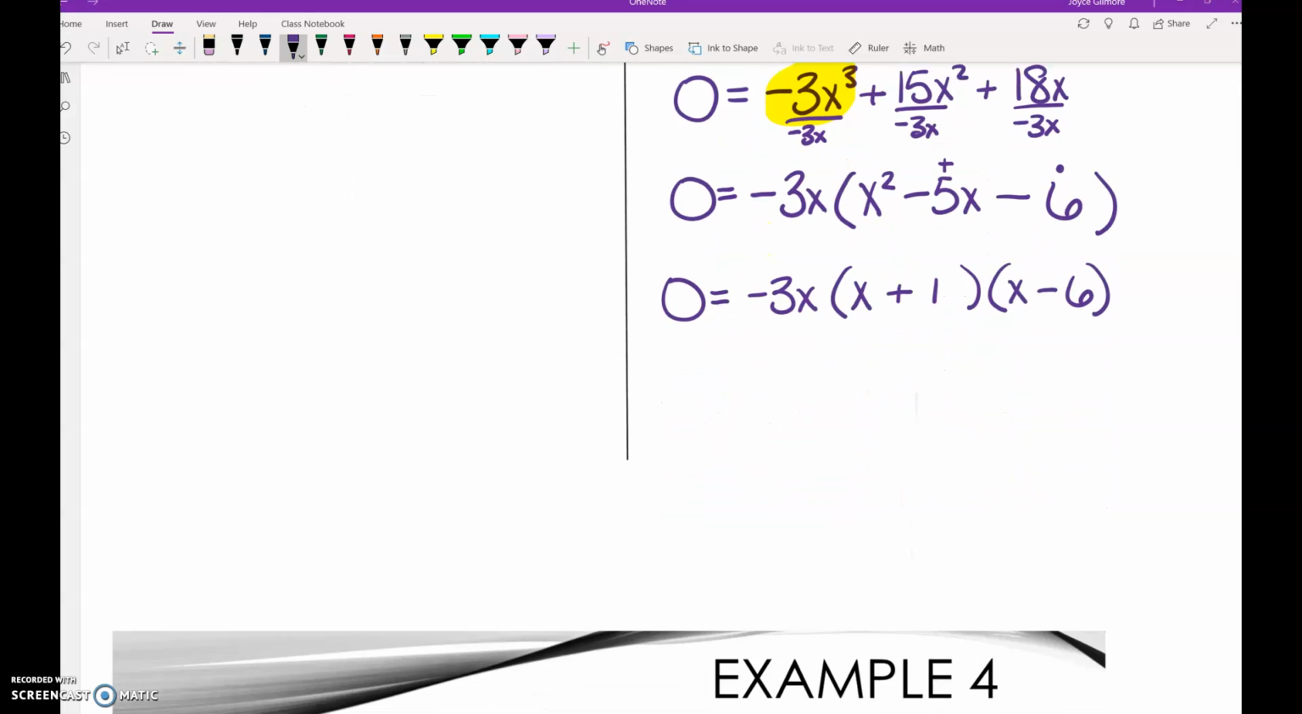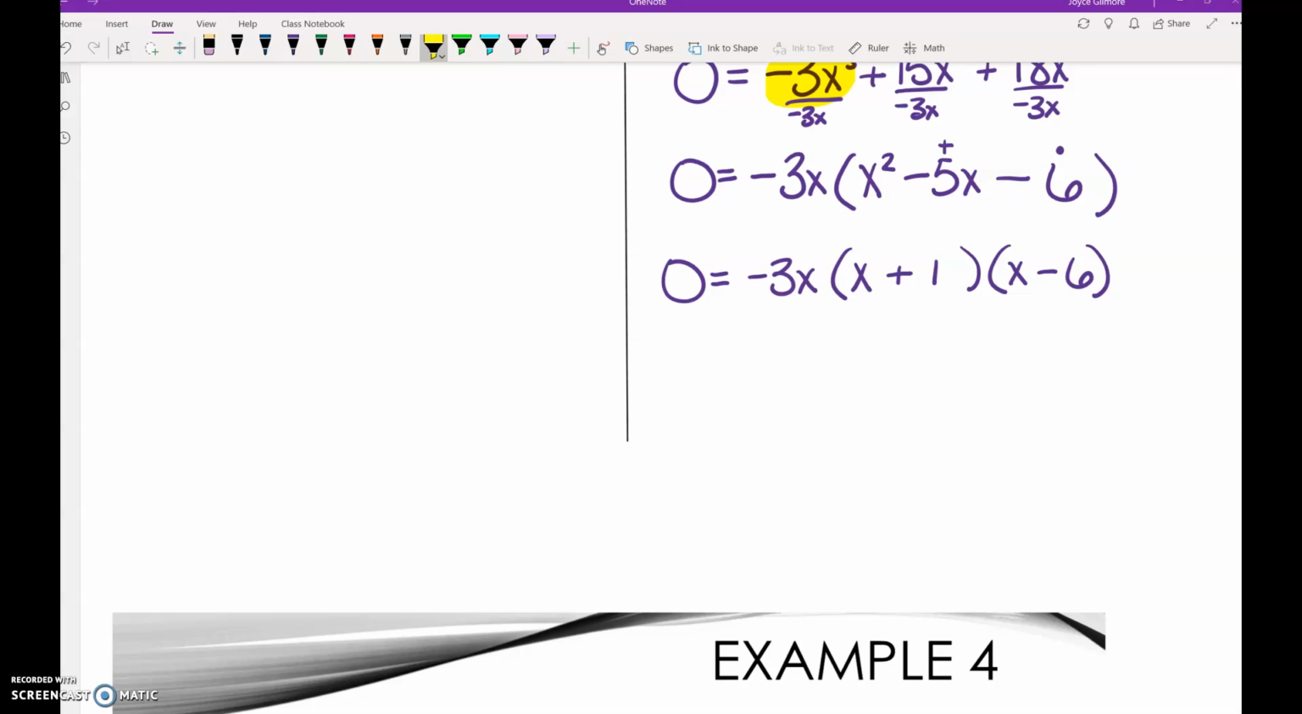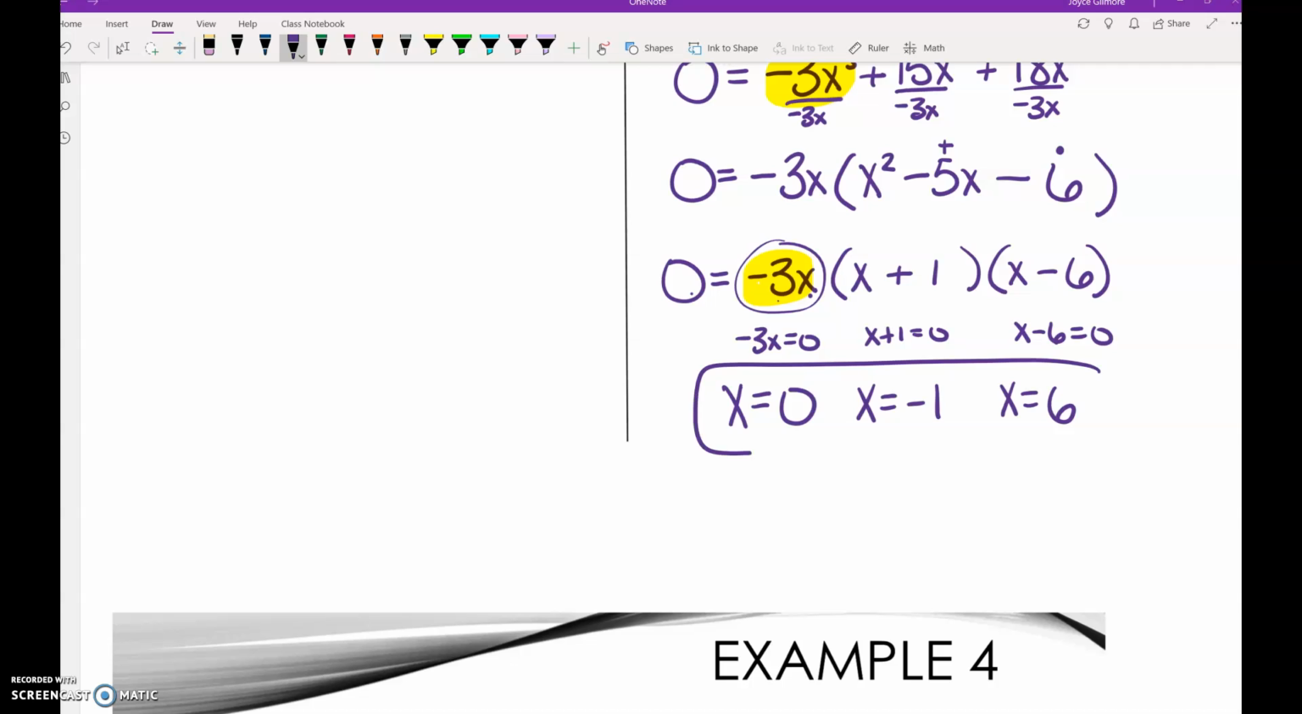Okay, this last step is kind of important because we factored out this negative 3x. One of our solutions is 0 because negative 3 times something has to give us 0. We have to consider negative 3x equals 0, x plus 1 equals 0, and x minus 6 equals 0. So anytime you have a monomial term in front like that, one of your solutions is 0. The other two are pretty easy. x equals negative 1, x equals 6.